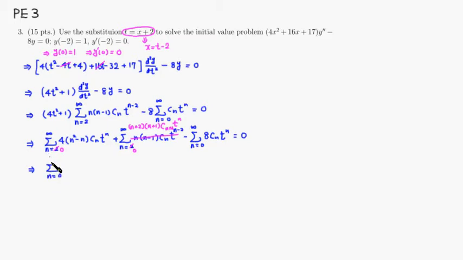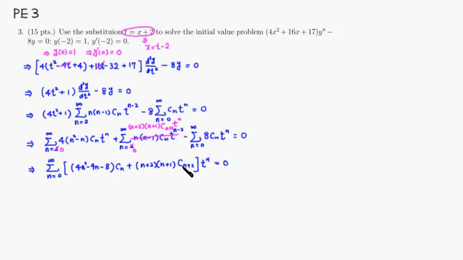N goes from 0 to infinity. Alright, so let's collect the terms. So you have Cn, and it's going to have 4n squared minus 4n. Alright, and other Cn is minus 8 Cn. Then you have plus n plus 2, n plus 1, Cn plus 2. Then you have a t to the n. This is equal to 0.